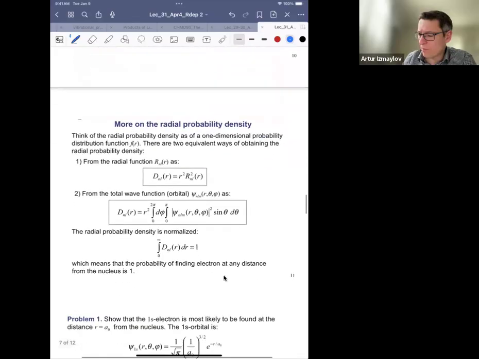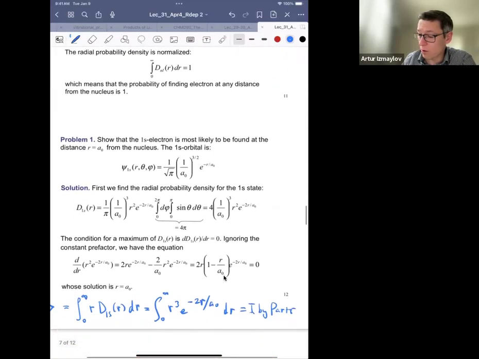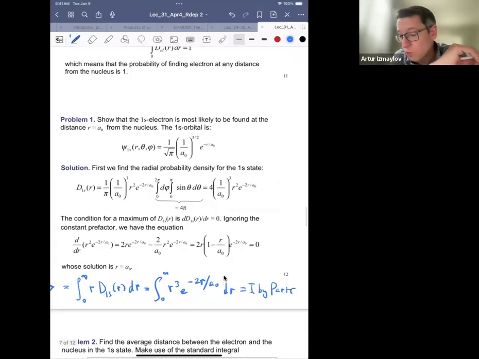Right, so these are more examples, and this is the typical problem. Show that a 1s electron is most likely to be found at the distance r equals a0. So that means the Bohr radius from the nucleus, right? So that's given, the 1s orbital is given.